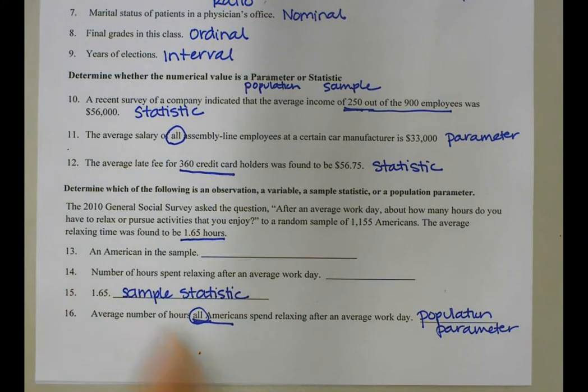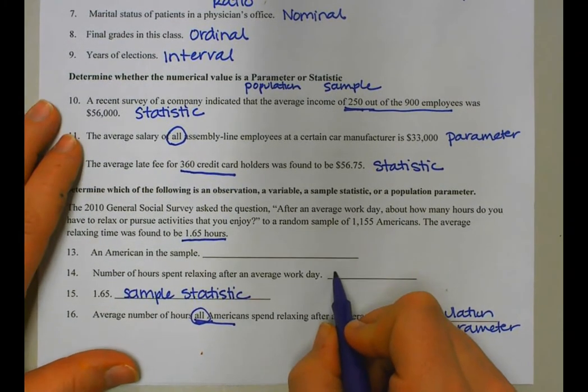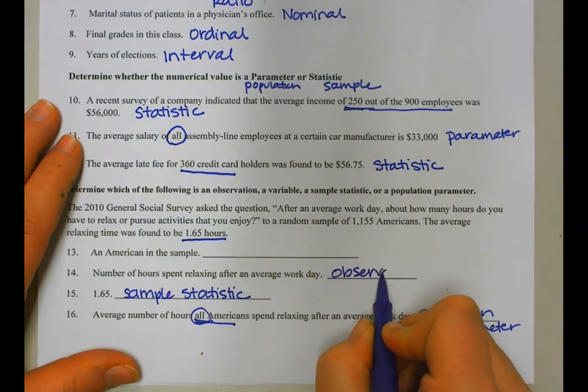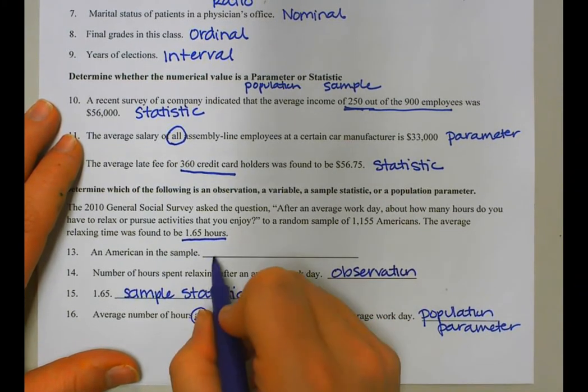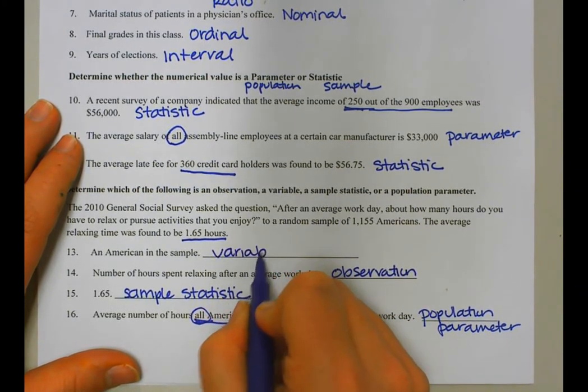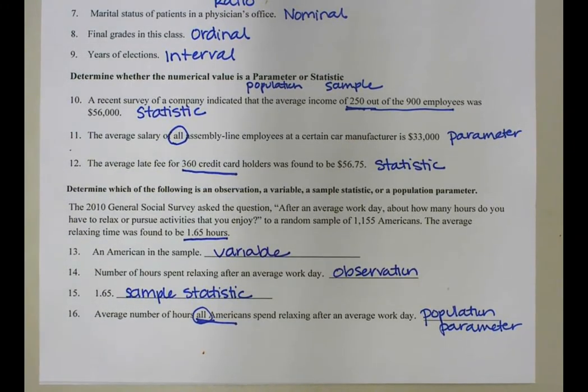So then the number of hours spent relaxing after an average day of work, that's what we're trying to gather. That would be the observation that we make, the amount of time they spend. So this is our observation, which means our variable, right, what we're looking for, the numbers that we're collecting, has to do with the Americans in the sample, how many people we're involving in this sample.